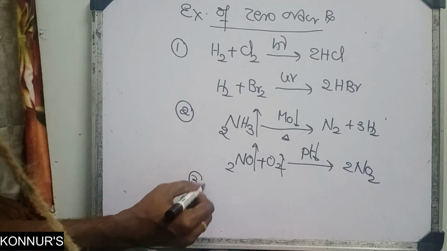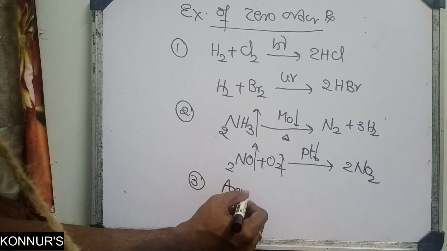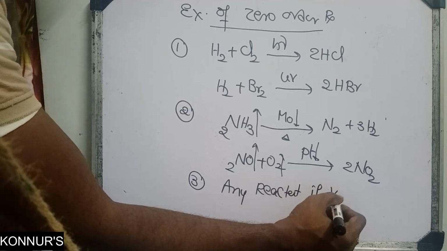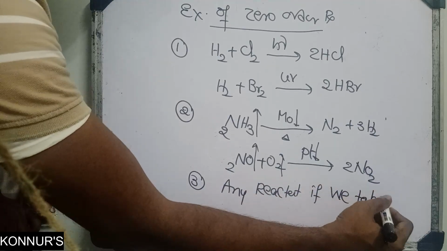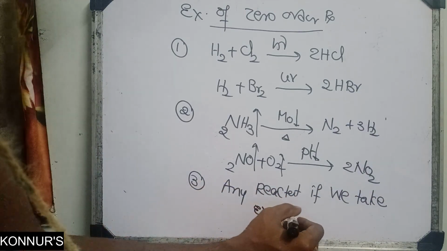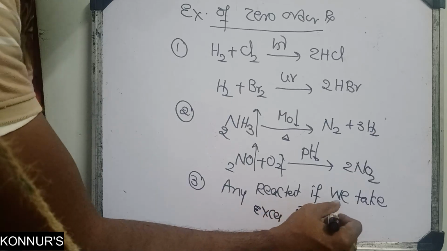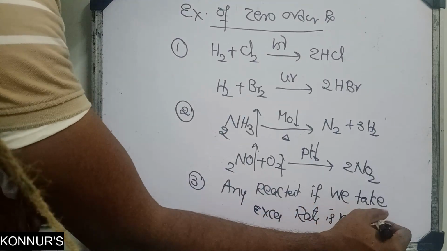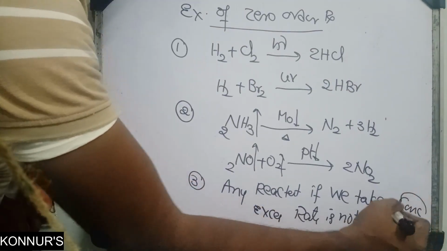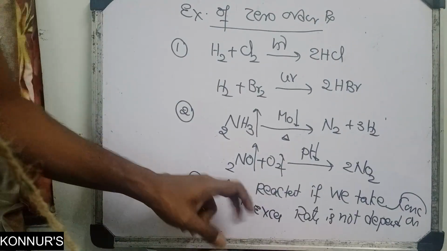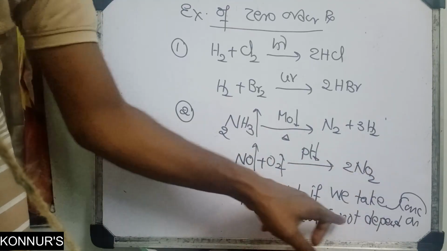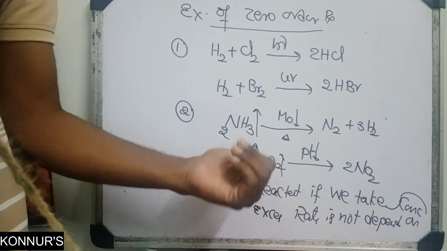Next, already we have seen, any reactant, if we take it in excess, so already we discussed, then what happens? Rate is not dependent on concentration. So any reactant in the reaction, if you take excess amount, then the rate is not dependent. Rate is not dependent means that is a zero order reaction only.